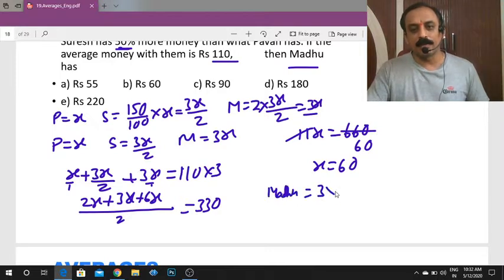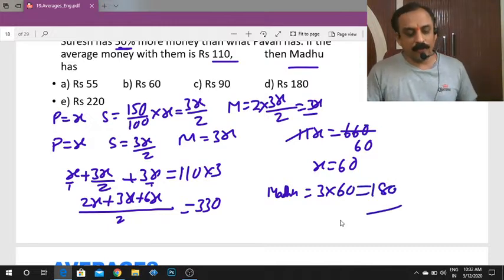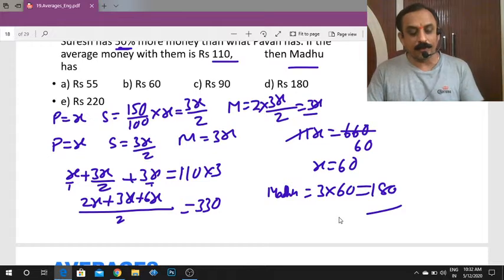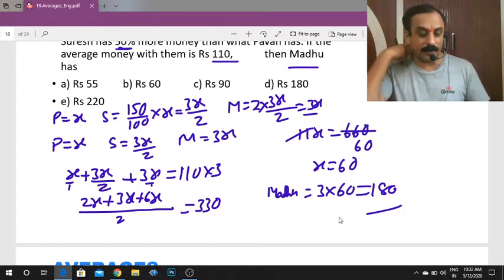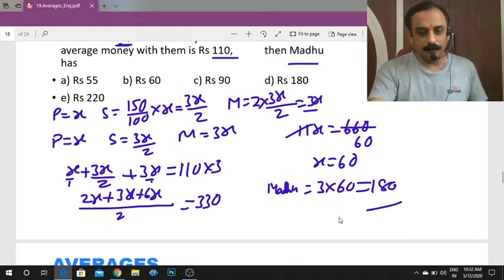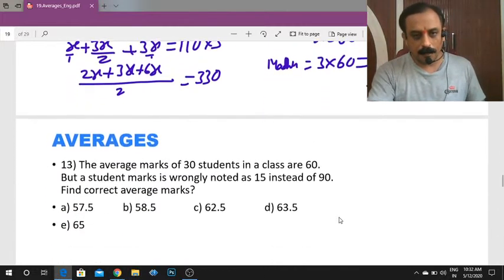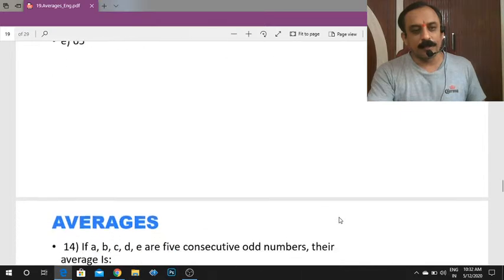Madhu has 3x. 3 into 60. Therefore Madhu has 180 rupees. Very good Sanjana Patel, your answer is right. Very good Soy Rahman, your answer is right. Good, very good. Next question.